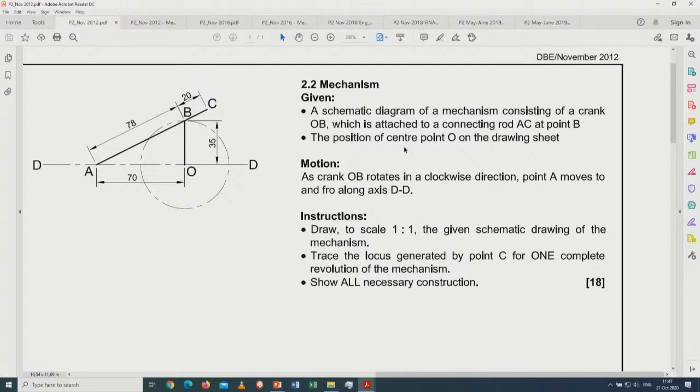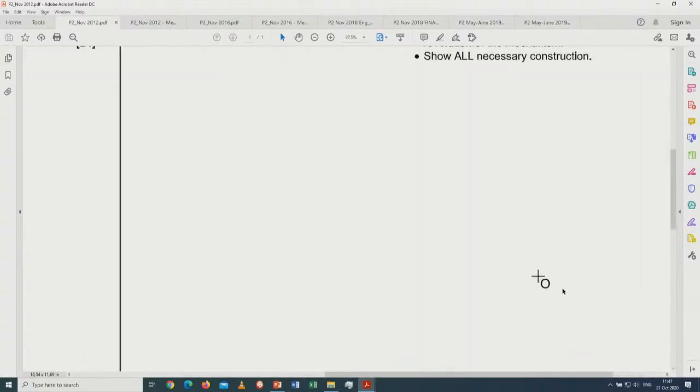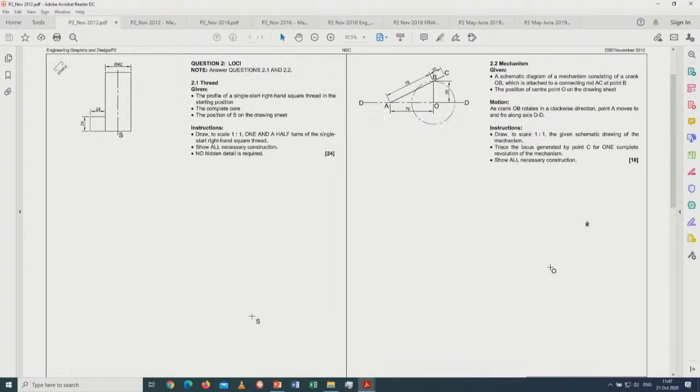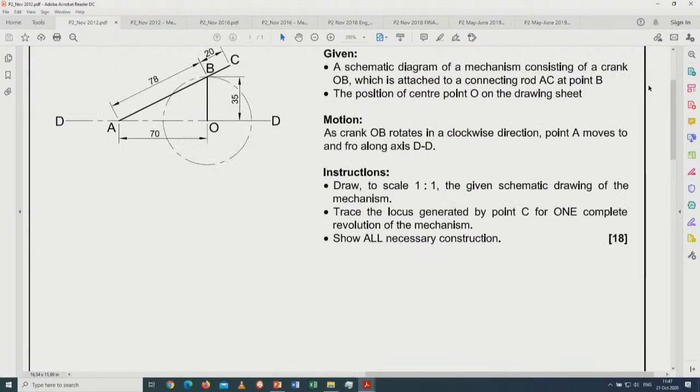All right, so that's what has been given to us, and then O has been given to you on the drawing sheet, which is this point over here. So you have to start working from O, from there further onwards. Motion as crank OB, that's the crank over there, is rotated in a clockwise direction. Again, it doesn't matter clockwise or anti-clockwise, but it's clockwise in this case. Point A moves to and fro, in other words, towards and from D to D on that line over there.